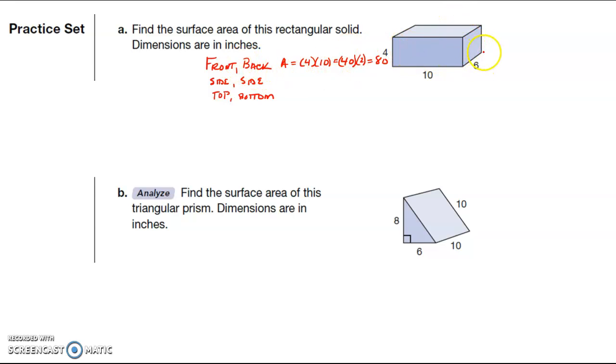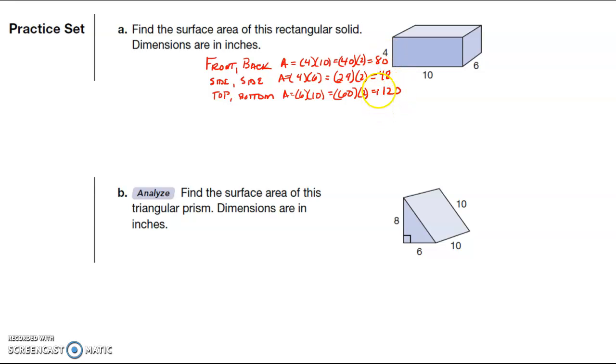Now my side here is 6 by 4, since this is 4. So the area of the side is going to be equal to 4 times 6, length times width, which is 24. And I'm going to need to multiply that by 2 because I have 2 sides, and that's 48. And then the top and the bottom, so this is 6 by 10. 6 times 10, you can see this side is 6, this side is 10, so that's 60. We're going to multiply that by 2 because we have a top and a bottom, so that's 120.